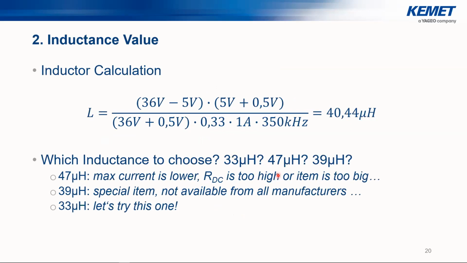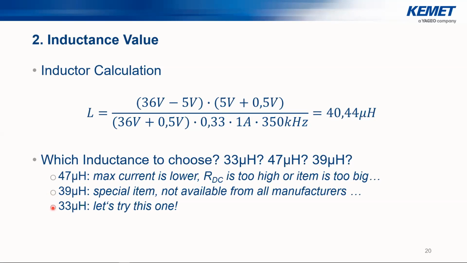33 microhenry, 47 microhenry, or 39 microhenry? What is the best solution? Well, let's assume we don't want to take 57 microhenry because we assume that the maximum current is lower, our DC is too big, or the item is too big. We don't want to use the 39 microhenry because it's a special item and it's not available from all manufacturers. And we always want to have a second source.